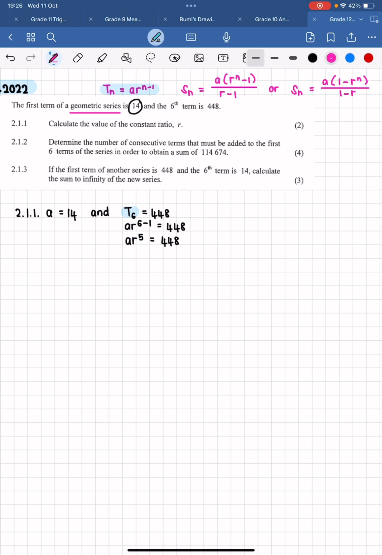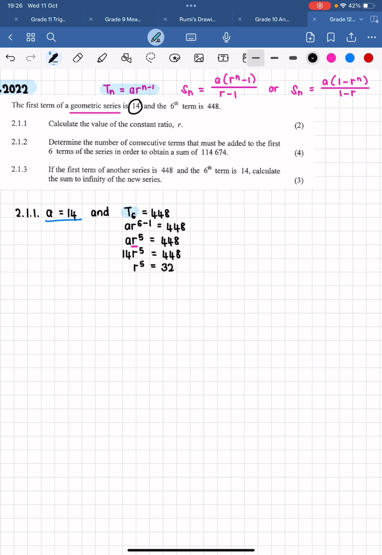Now we still need to find R. That's what the question is asking for. Luckily, we have the value of A. We know that A is 14. So we can substitute that value of A into our equation. Instead of AR to the 5, we have 14R to the 5, and that is equal to 448. And now we need to solve for R from here. So we're going to divide both sides by 14. That will give us 32.